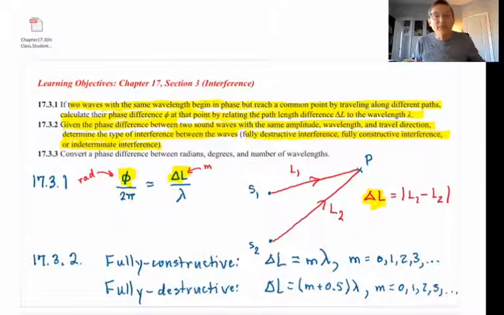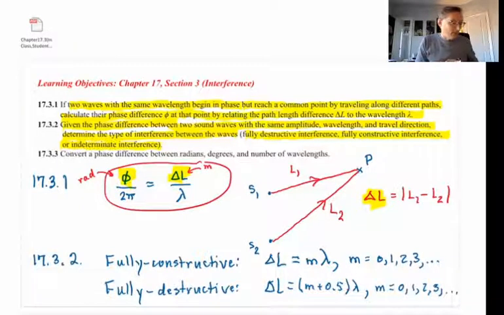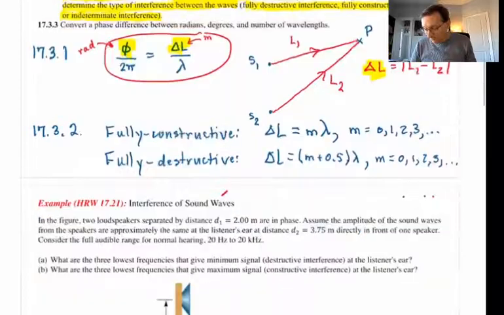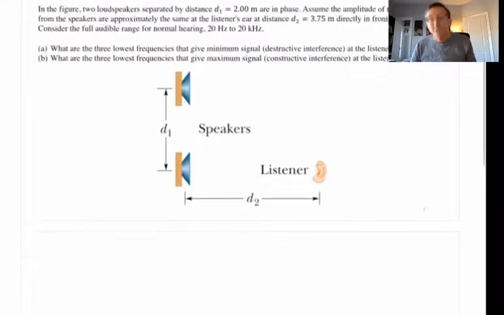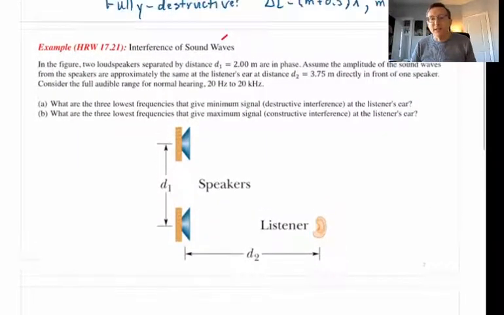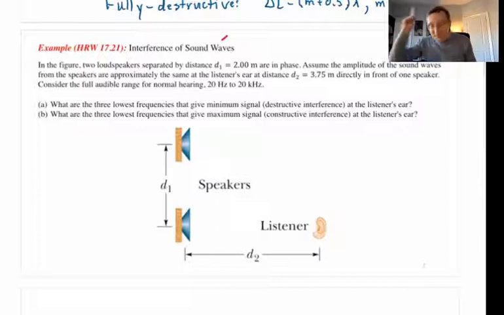And learning objective 3 there, converting a phase difference between radians, degrees, and number of wavelengths, is really just referring to using that formula. Okay? All right, let's just go straight to a Wiley Plus homework type problem of interference of sound waves. In fact, I took this one from your book. Oh, let me get that down a little bit so you can see it. Okay? It's problem number 21 in chapter 17.